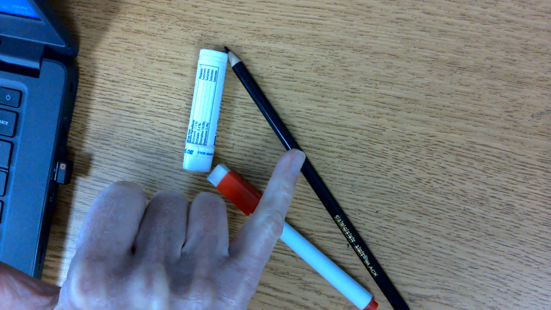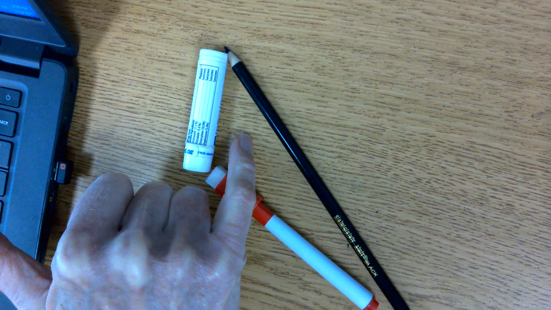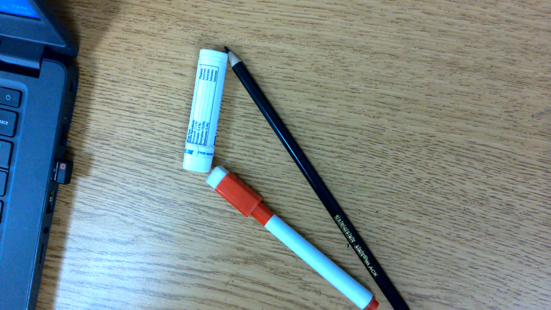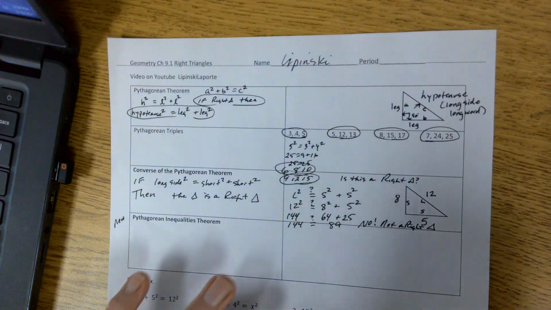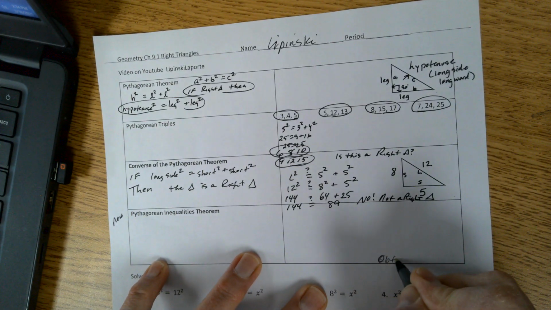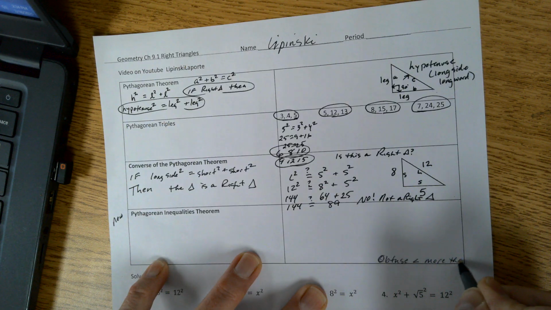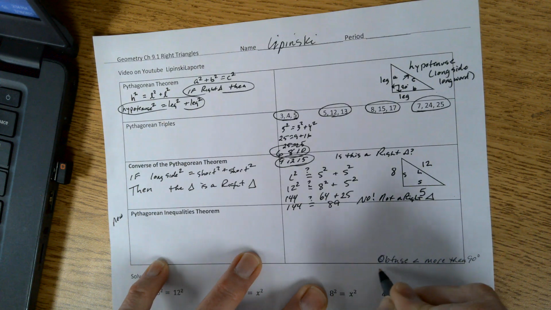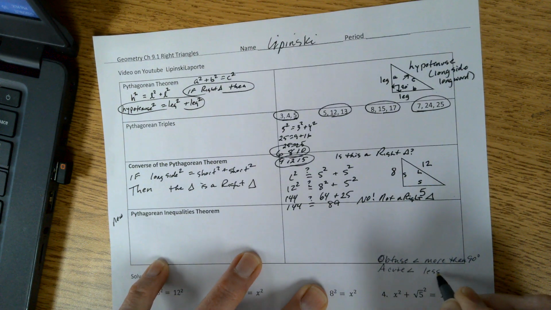So if this long side is too long, this is obtuse. It has to be an obtuse angle and not a right angle. It's got to be more than 90, which is obtuse. Okay, let's write a couple things down. First, I'm going to write down what an obtuse angle is: more than 90. Acute angle is less than 90 degrees.